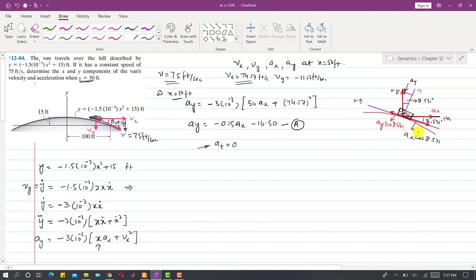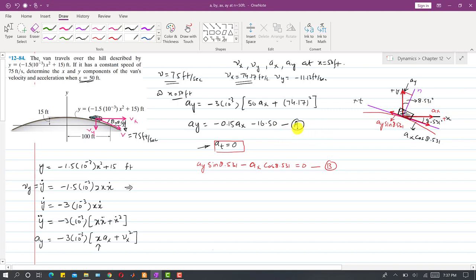Now if we add both of these vectors, as we have discussed, the tangential acceleration for this car will be equal to 0, since the tangential velocity is constant. As we can see, this is our positive t direction, so we write ay sine of 8.531 minus ax cos of 8.531, and this will be equal to 0, since this gives the tangential acceleration. So now we have two equations, equation A and equation B, and two unknowns.